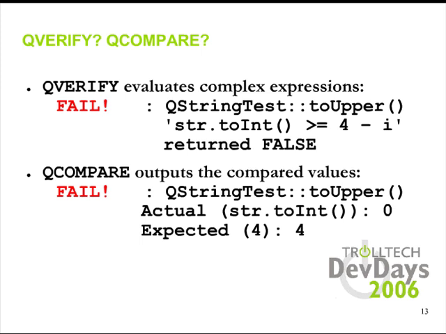So it actually uses the comparison operator to compare the two values. And the advantage here is if the verify fails, it will just say something like the expression returned false. If a compare fails, you actually see, okay, we were asking for the string to int and we got a 0, and we expected a hard-coded 4, which of course evaluates to 4. So you see the two values which we actually compared, and you can pretty much guess what's going wrong.